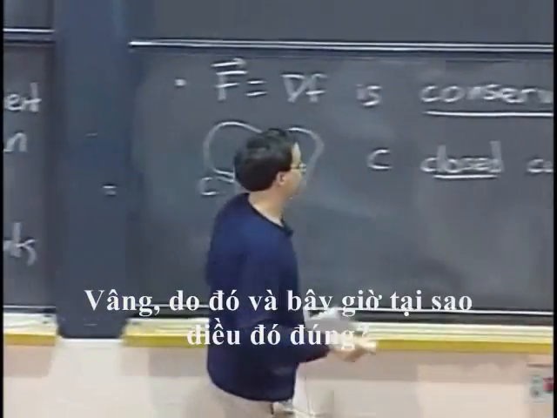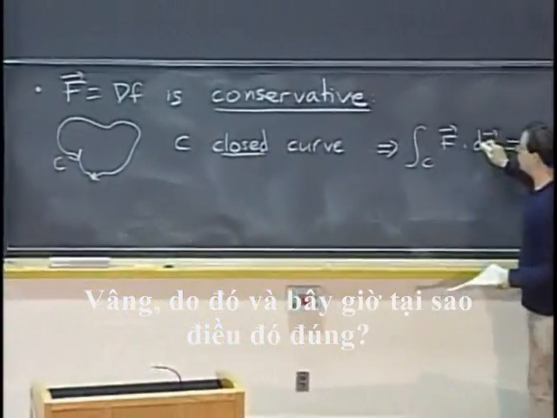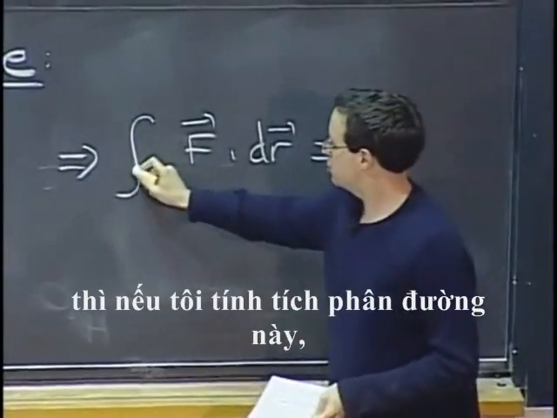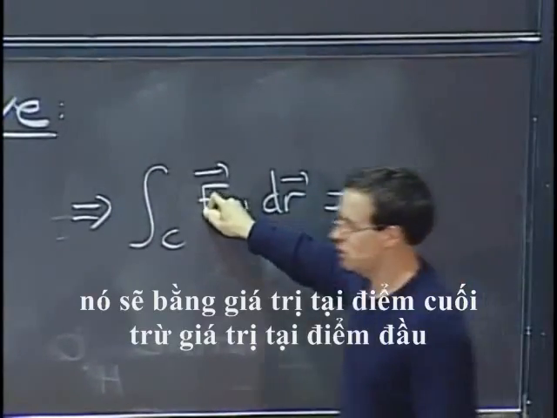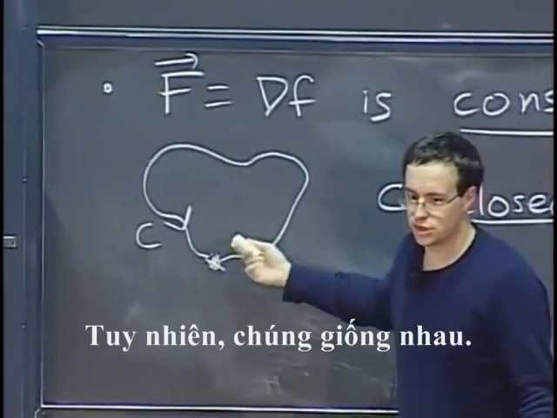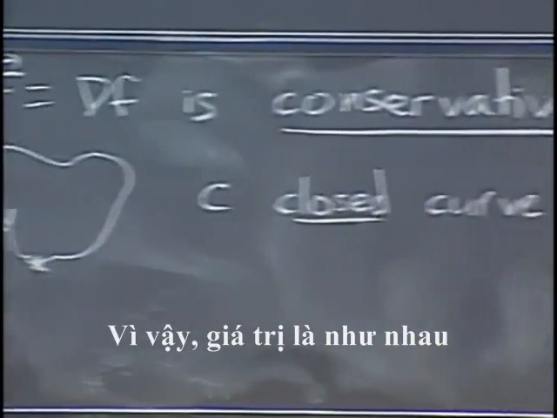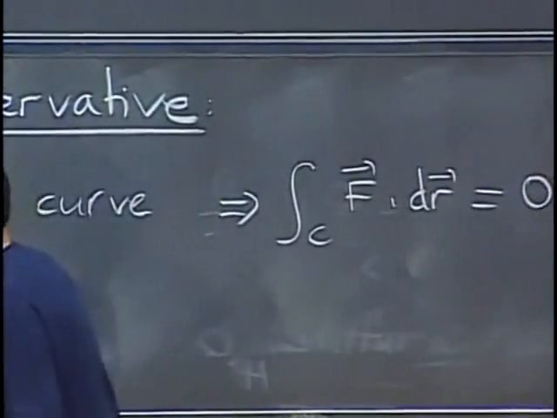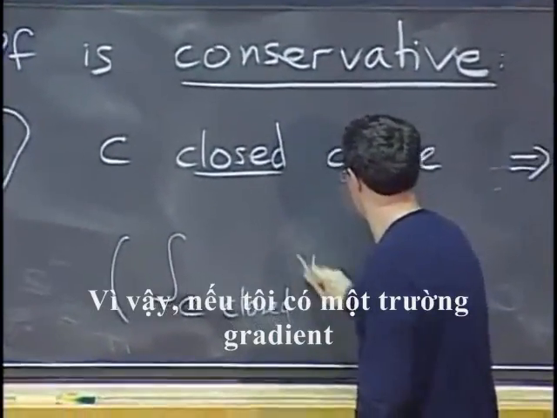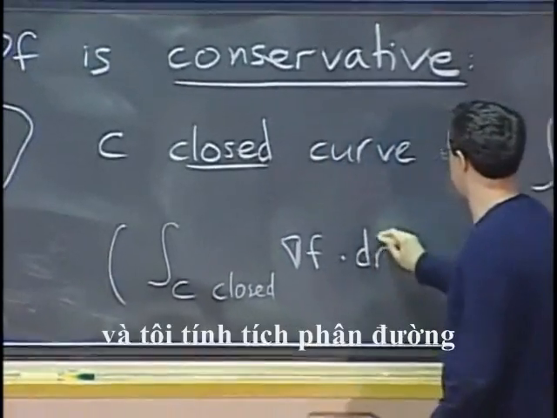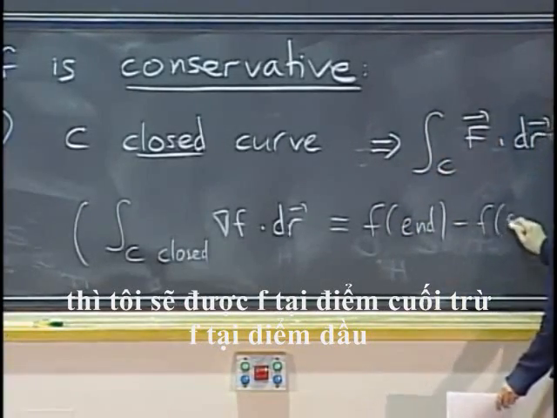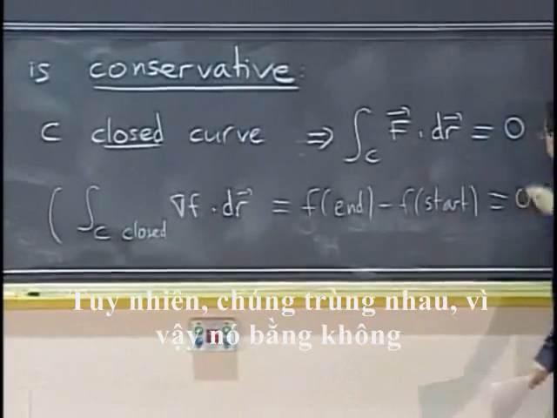Okay, so now why does that hold? Well, if I have a gradient field, then if I try to compute this line integral, I know that it will be the value of a function at the end point minus the value at the starting point. But they're the same, so the value is the same. So if I have a gradient field and I do the line integral, then I will get f at the end point minus f at the starting point. But they're the same point, so that's 0.